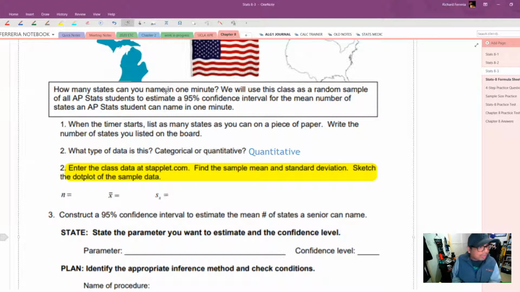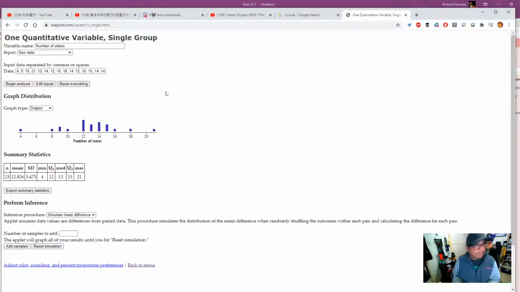Next, we're going to enter the class data into Statplet, and then we're going to find the mean and standard deviation and sketch the dot plot of the sample data. Here's the results that we got from 1 year. We'll go ahead and copy and paste that over.